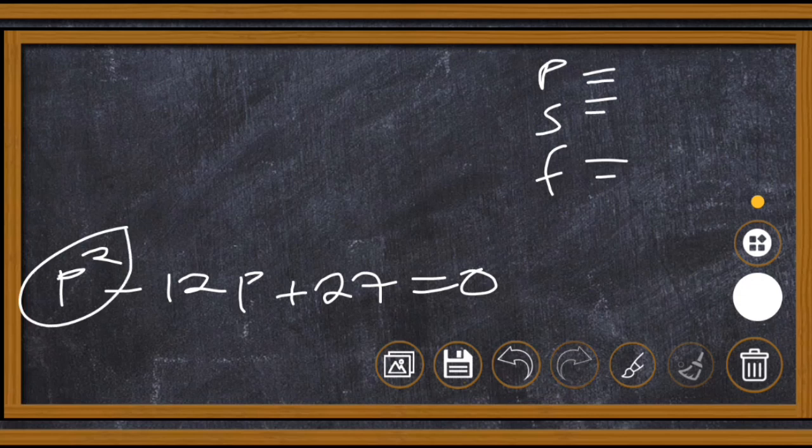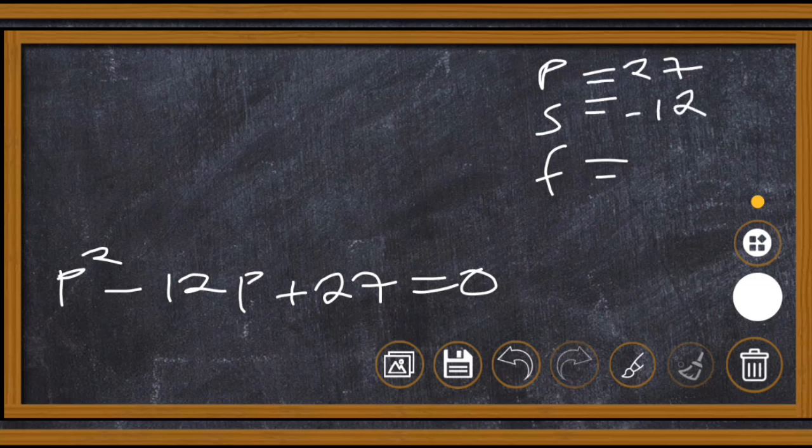So the coefficient of p squared is simply 1. The value that is here is 1. Then multiplied by the constant number, that is 27, it's going to be 27. 1 multiplied by 27 is 27. Then the sum, you simply get the coefficient of p, which of course is negative 12.